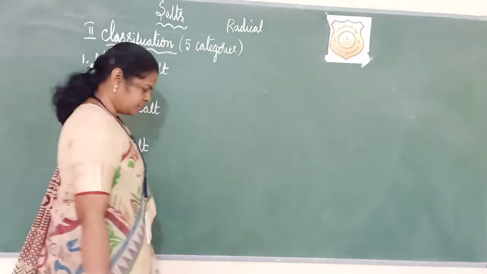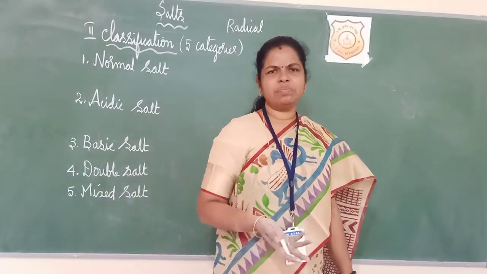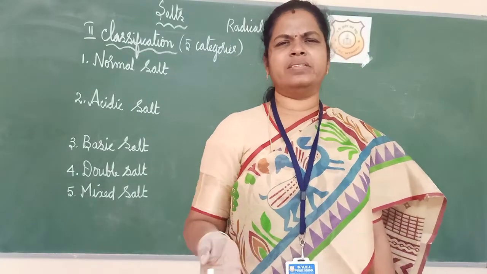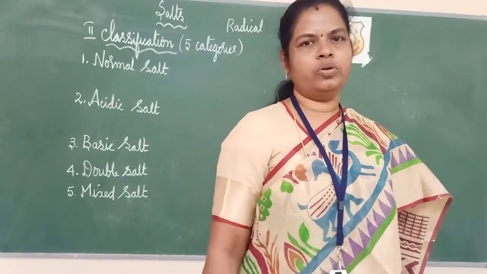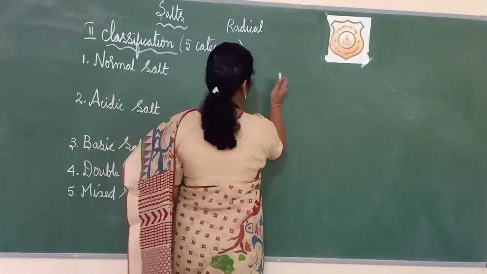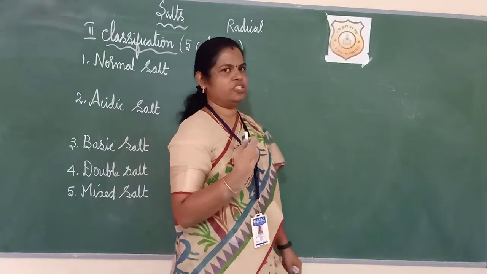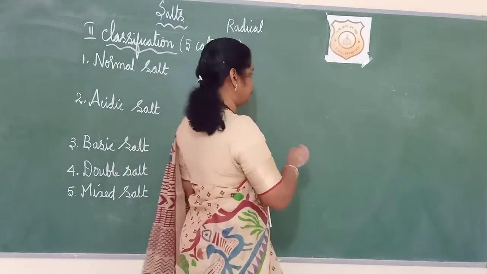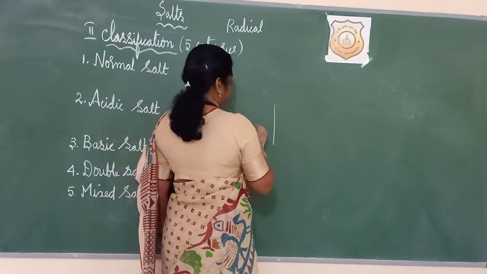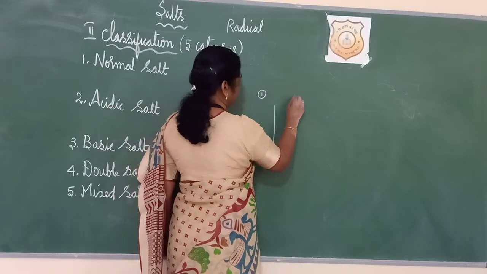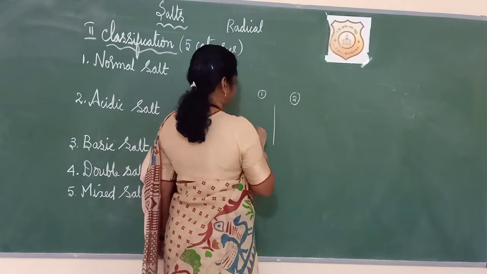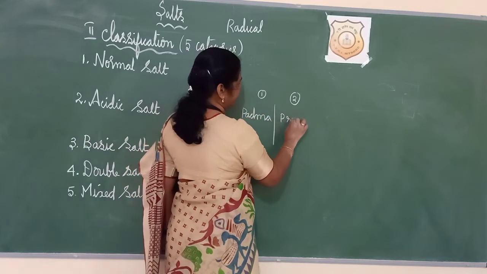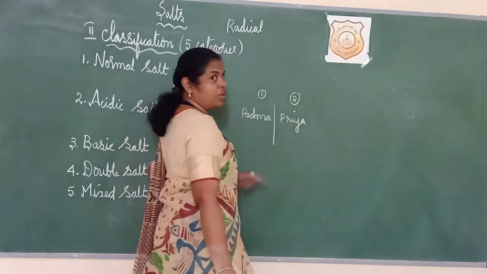Before that, you'll be curious to know how names are given to salts, because many salts are there, like sodium chloride and so on. How will they name the salt? Do you want to know? See, my name is Rajeshwari, only one word. But in your group, there will be many people having 2 names, right? In the same way, there will be a first name and a second name. For example, take Padma Priya ma'am. Padma is one name, Priya is another. How will this name come?